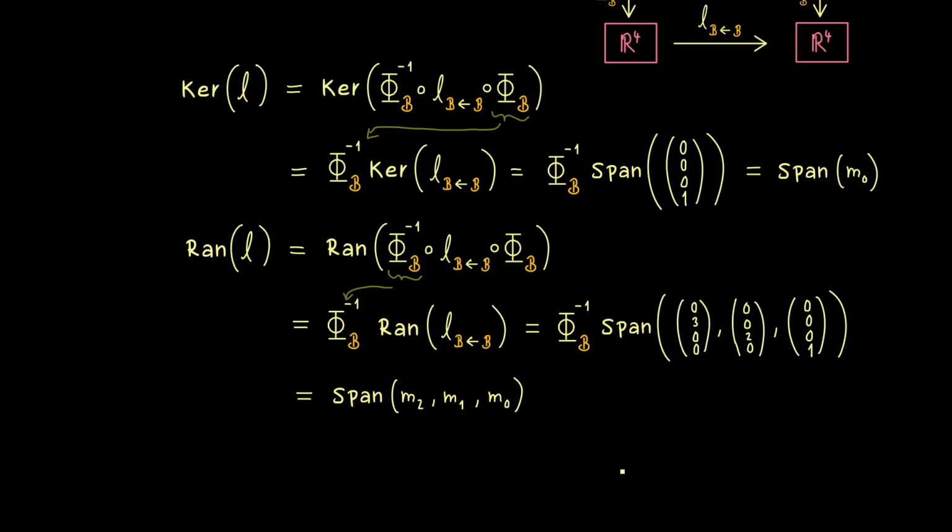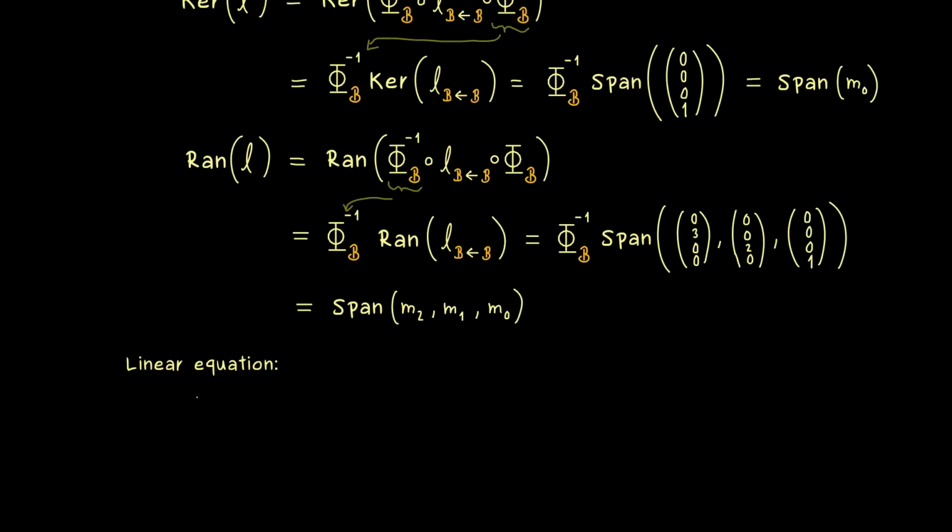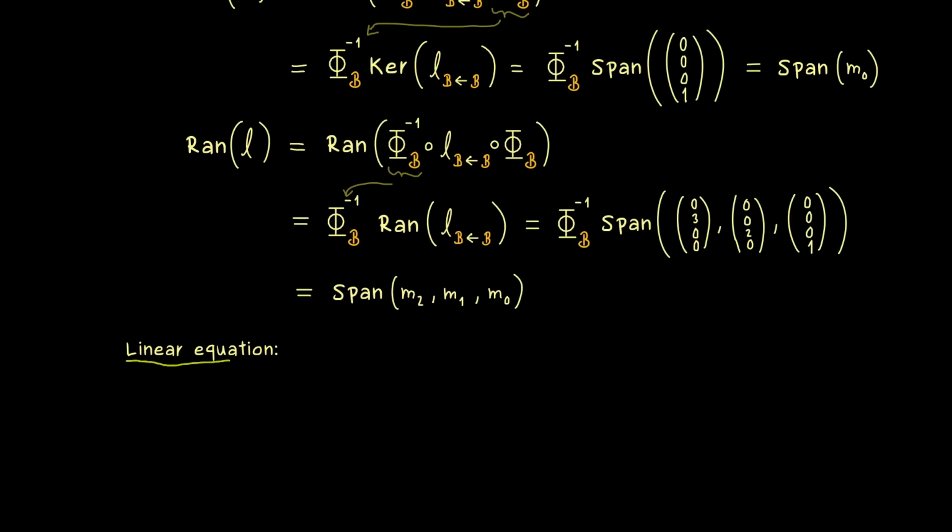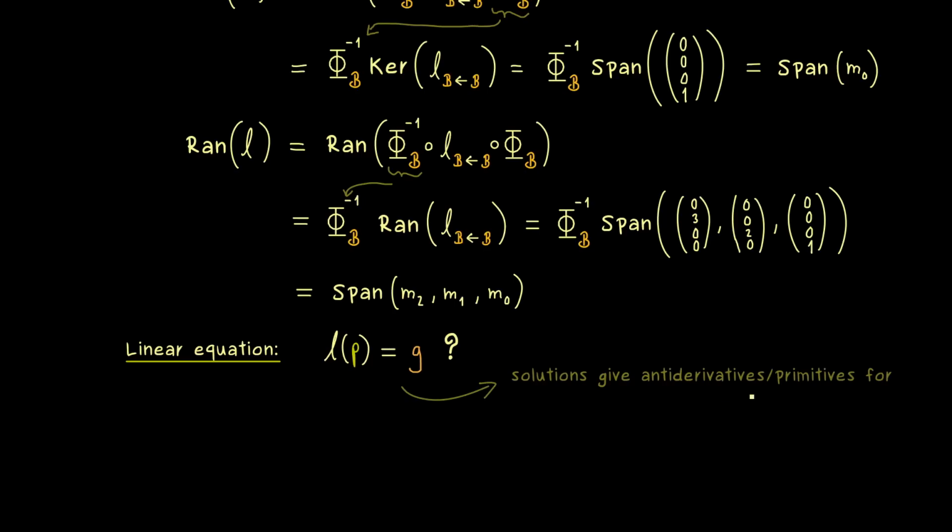So maybe after all this work, we can finally discuss a linear equation for this operator L. So the formulation would be, when do we have L of P is equal to another polynomial G? And since our map L is given by differentiation, this equation asks about antiderivatives for the polynomial G. And there I can tell you, another name for antiderivative is given by primitive.